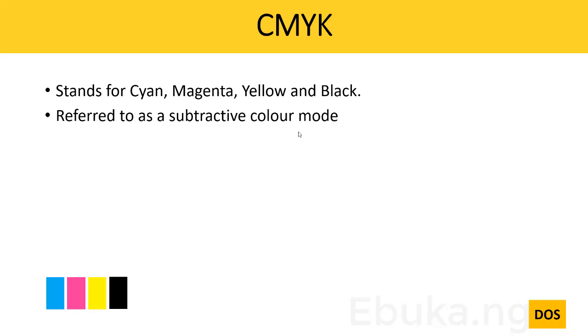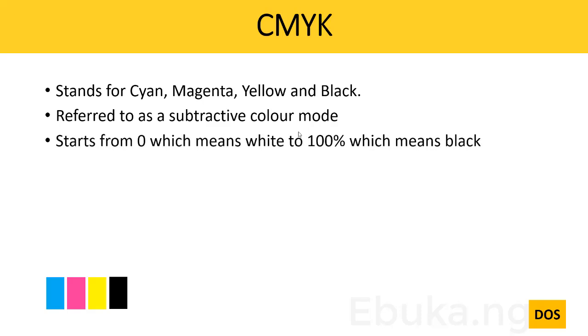So you are more or less starting from white in CMYK, then you are adding colors to it, putting colors on white, right? Why it's called the subtractive color mode is that if you subtract all the colors in CMYK, what you get is white. Whereas in RGB, if you add all the colors together, what you get is white. That's why it's called a subtractive color mode.